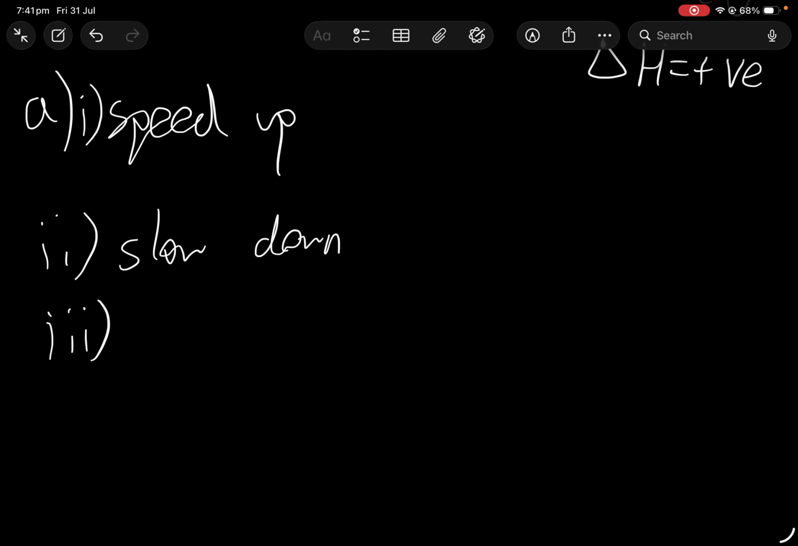Wait, no, it says removed. Removed means it should speed up. Okay, but even if it's slowed down, the total effect on the rate of the forward reaction will still be slowing down, because you're removing all the gas, which is part of the reaction. So less reaction will actually happen. So it will slow down.